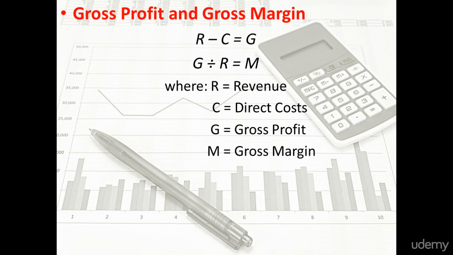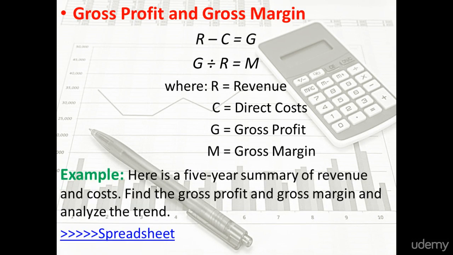In tracking gross profit, it is easier to spot changes in the trend when it is based on a percentage rather than on dollar values. For this, you need to calculate the gross margin. The gross margin is calculated using this formula. Gross profit divided by the revenue gives gross margin. Let's see an example. Here is a 5-year summary of revenue and costs. Find the gross profit and gross margin and analyze the trend.